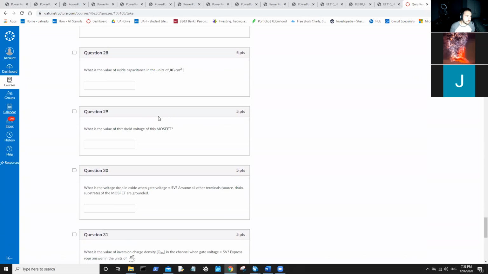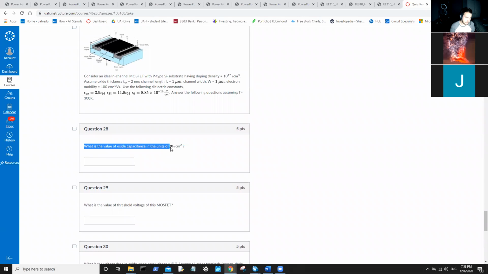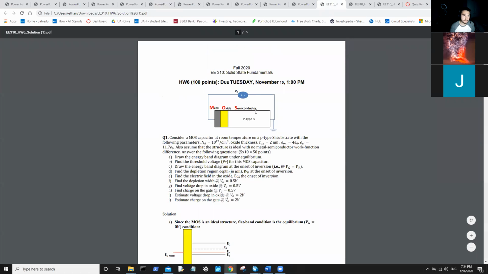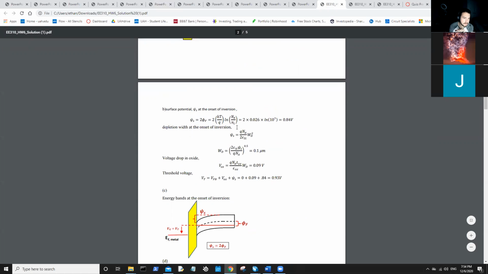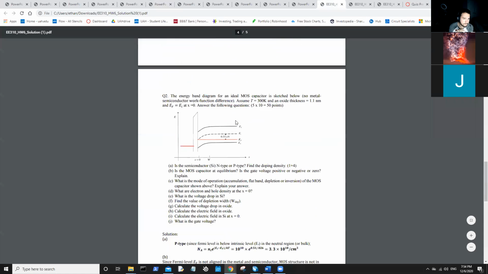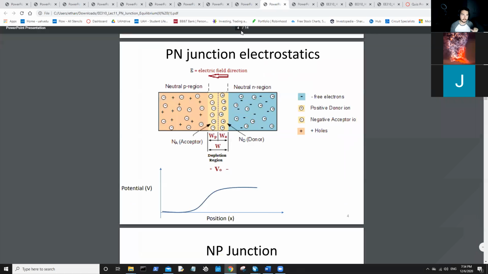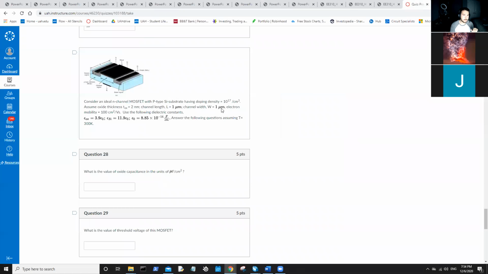So let's look through these questions. All right, first question here is, what is the value of oxide capacitance in the units of microfarad per centimeter squared? So the thing is, when it comes to MOSFET, I don't believe we had too many. Let's look at the homework. This is the last homework that we did, and it was all about MOS capacitor. So we've really never done an assignment that had to really utilize some of these values. Like if we go back to the quiz, I don't believe I've ever done a question that required me to use L and W.